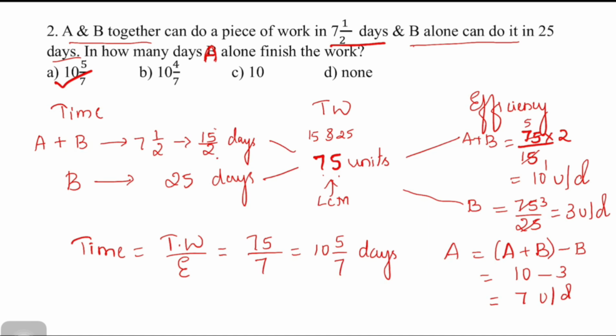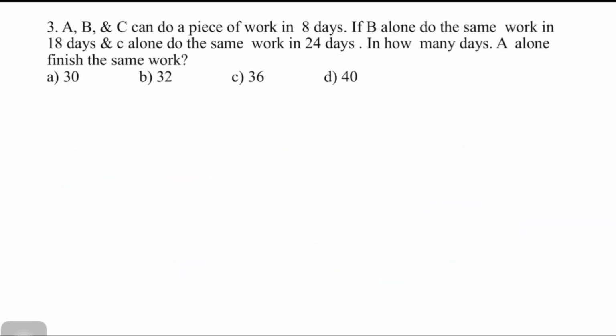So the next problem. A, B and C can do a piece of work in 8 days. Okay, A, B and C, all three can do a piece of work in 8 days. B alone will do the same work in 18 days and C alone will do it in 24 days. Okay, in how many days will A alone do that work?